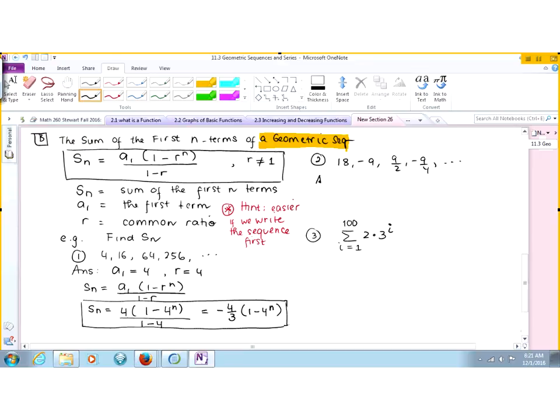So number 2. How would you do this? I'm sorry, why is the whole thing over -3? Because the denominator is 1 minus r. What is 1 minus 4? Right, but what I'm saying is why is it the whole thing? Because you got -4/3 times 1 minus. Oh, it's the same thing.